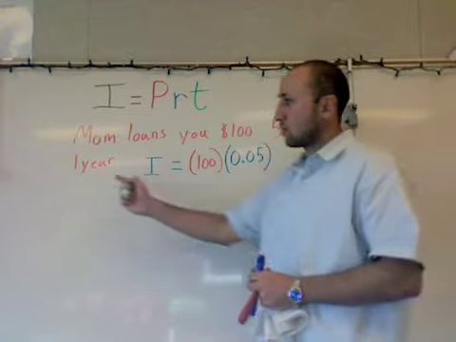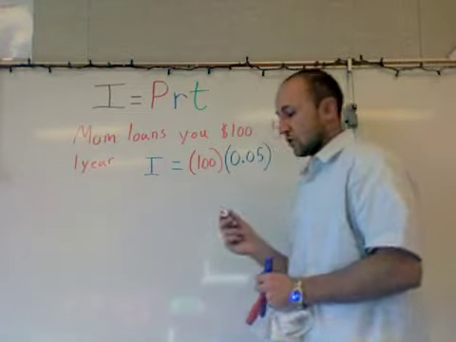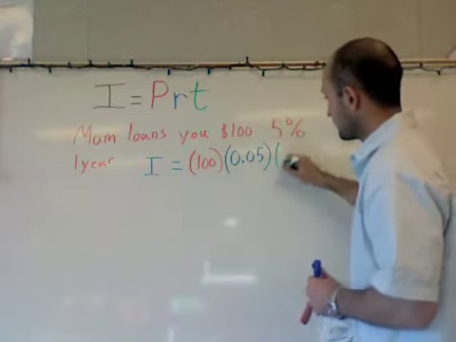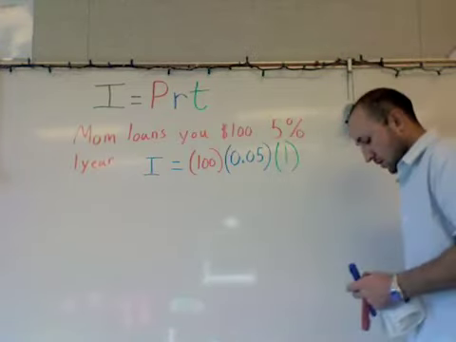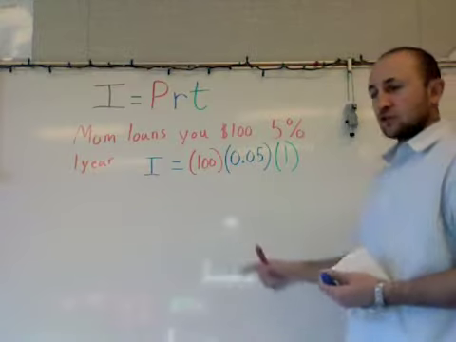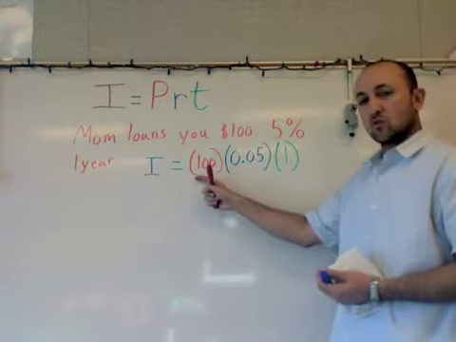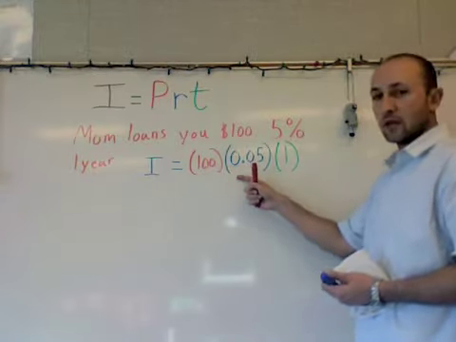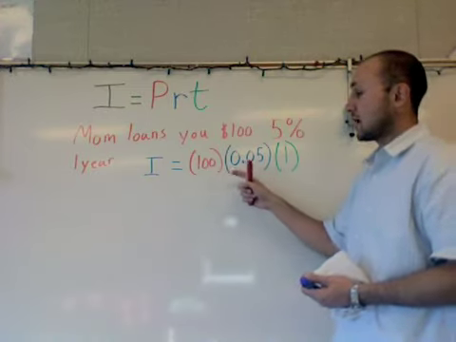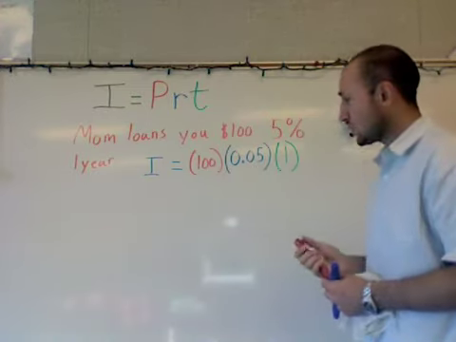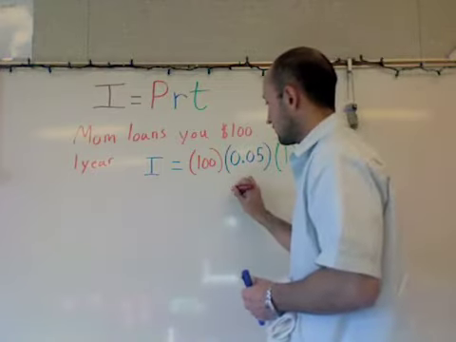And finally, we want to multiply that by the amount of time that we have to pay this loan off. And we go back to our problem. Your parents are giving you 1 year to pay them back. So that's really simple. It's going to be times 1. Now, first things first, I've got to multiply this 100 by my rate, which is 0.05. So 100 times 0.05 equals 5.